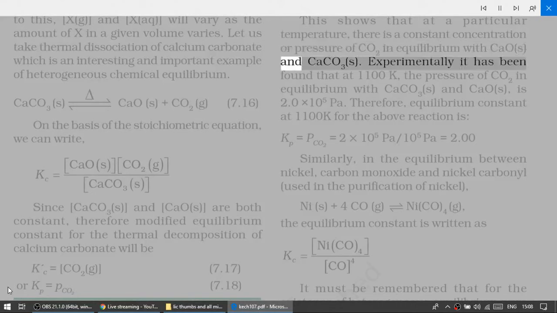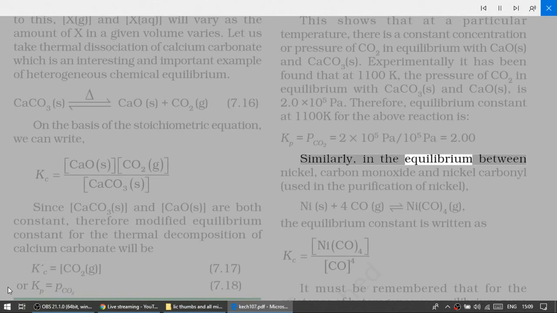Experimentally, it has been found that at 1100 K, the pressure of CO2 in equilibrium with CaCO3(s) and CaO(s) is 2.0 × 10^5 Pa. Therefore, the equilibrium constant at 1100 K for the above reaction is Kp = PCO2 = 2 × 10^5 Pa / 10^5 Pa = 2.00.